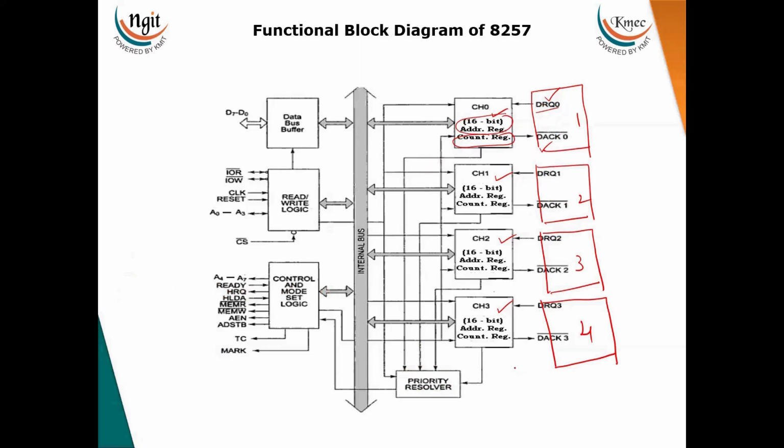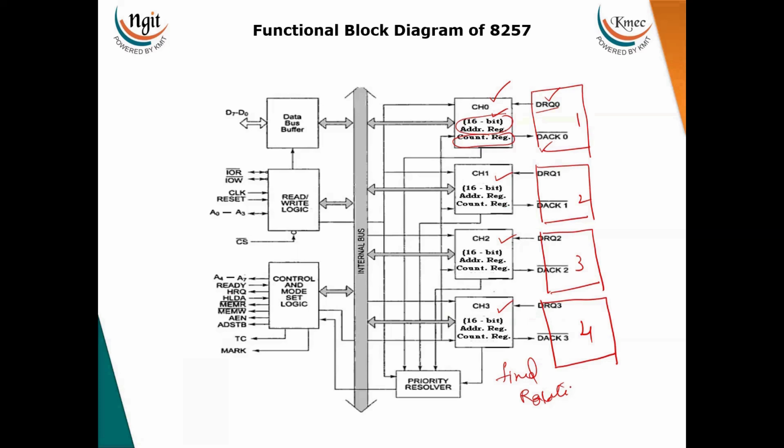Now here 2 types of priorities are there. One is fixed priority and another one is rotate priority. Fixed priority means channel 0 has the highest priority and channel 3 has the lowest priority. So the DMA will always give the first preference to the device connected to the highest priority channel. Thereby, the device connected to the least priority channel may not get the chance to transfer the data.